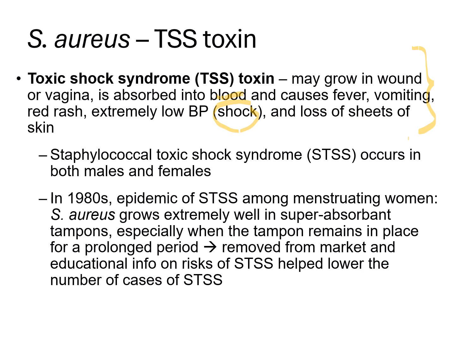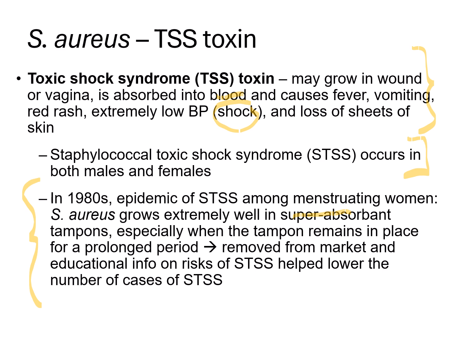This can occur in both males and females, although there was a really interesting clinical example in the 1980s. There was an epidemic among menstruating women because S. aureus grows really well in super absorbent tampons, especially if a female leaves them in for days. So when these super absorbent tampons first came into the market, there were not very many clear instructions.